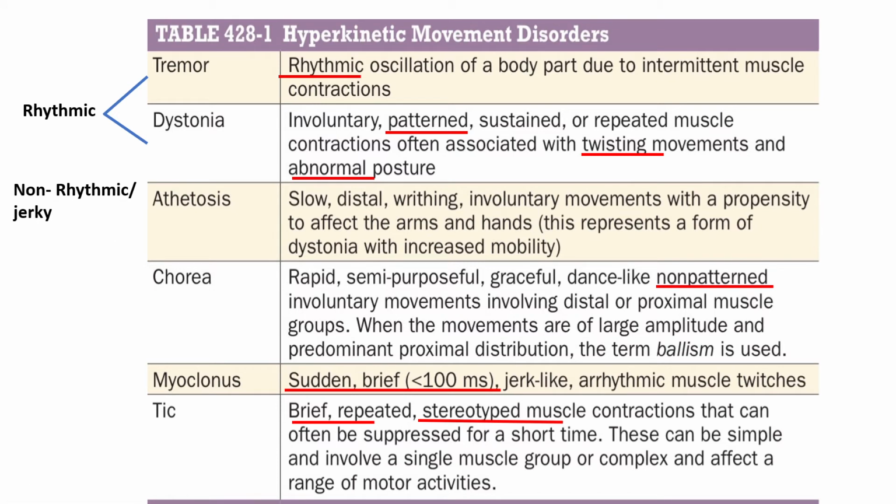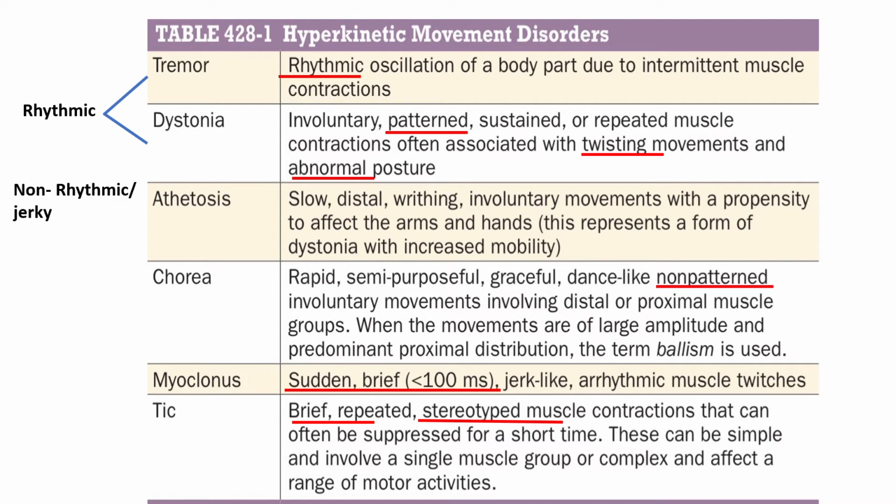So the tremor, what was tremor? Tremor was a rhythmic oscillatory movement due to intermittent muscle contraction. So basically there was an alternate contraction of agonist and antagonist. Dystonia is also a rhythmic oscillatory movement of the body parts, but there is a repeated muscle contraction there, which spreads. The twisting and abnormal posture are also there, and there is a co-contraction of agonist and antagonist.